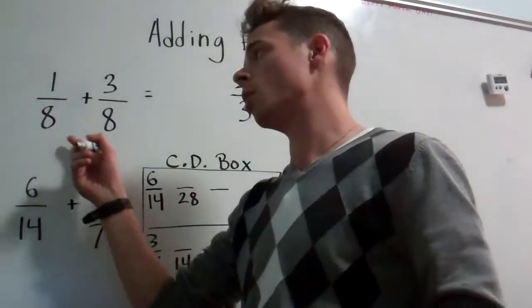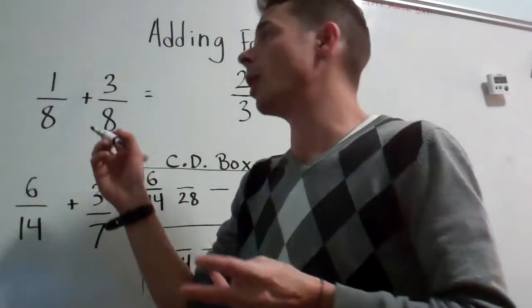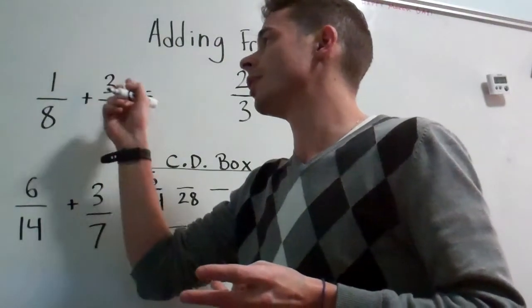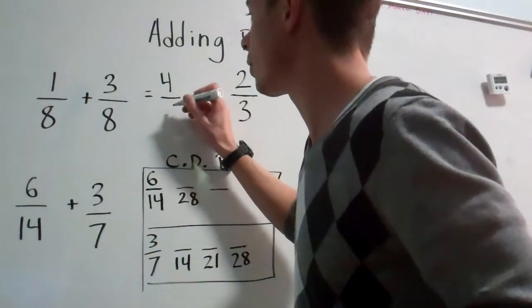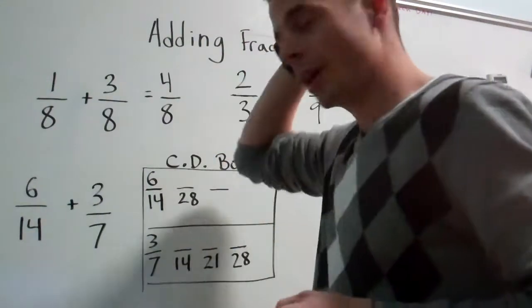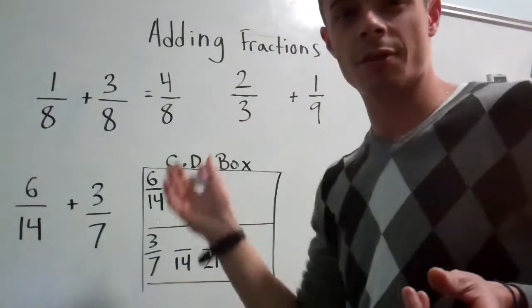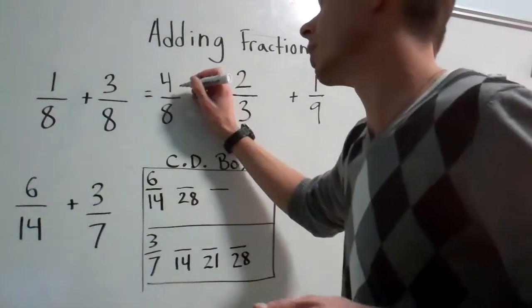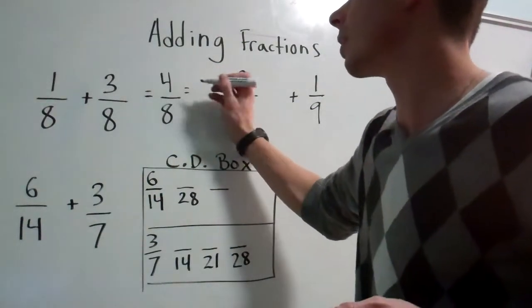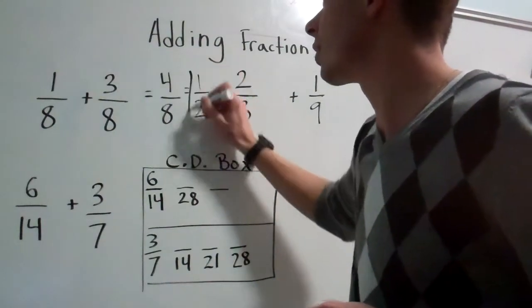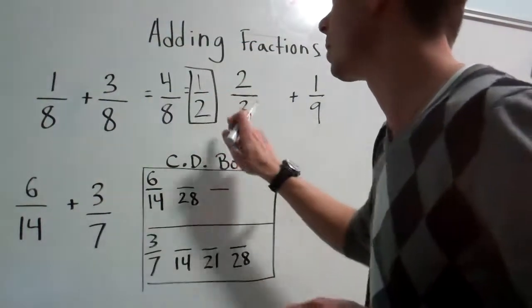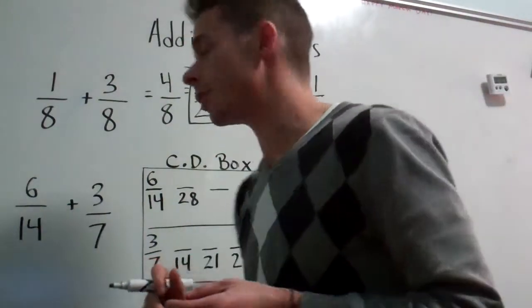What makes a whole is 8 parts, and we're adding 1 part plus 3 parts, which is going to be 4 parts out of 8. We have to remember to reduce a fraction if necessary. So we know that 4 is half of 8, so this fraction is equivalent to 1/2. Its simplest form is 1/2, so we need to make sure that we reduce it.